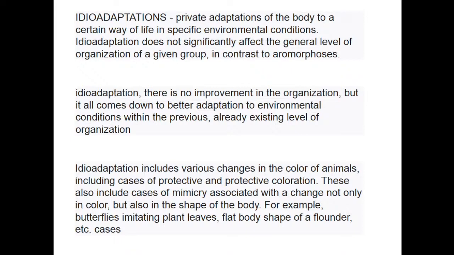Ideoadaptation includes various changes in the color of animals, including cases of protective coloration. This also includes cases of mimicry associated with a change not only in color but also in the shape of the body. For example, butterflies imitating plant leaves. This is an example we spoke about in last week's lecture. Also the flat body of a skate or flounder, and others.